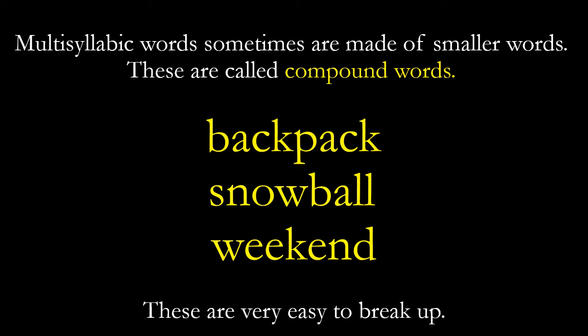multisyllabic words are sometimes made of smaller words. These are called compound words. So we can say backpack, snowball, weekend. These are really easy to break up. We can imagine what the syllable parts are because all we have to do is separate the two words. We know there's a word back and there's a word pack. We know there's a word snow and a word ball. We know there's a week and there's a word end. So these are pretty easy to separate. Okay, and we can imagine that this is one syllable and this is the second one. And we've seen compound words already. All compound words are multisyllabic. We can have a one syllable word that is also compound.